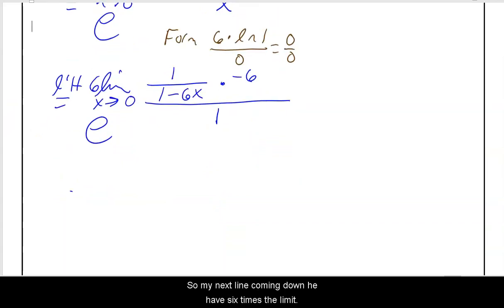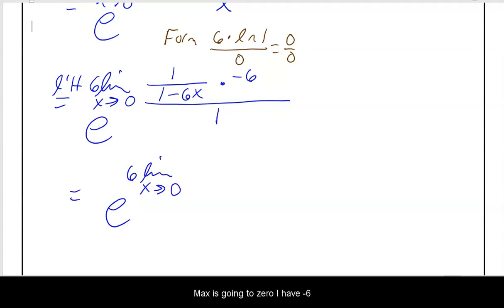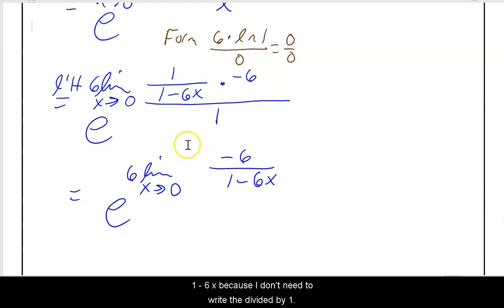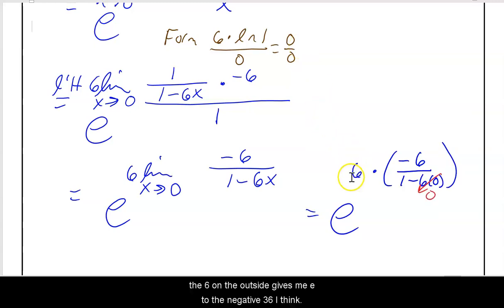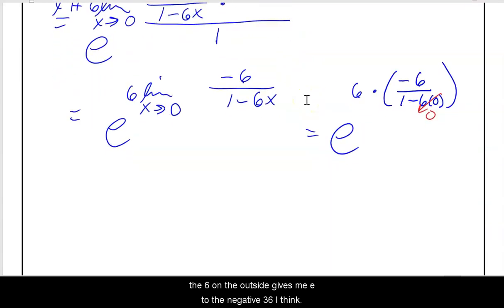So my next line coming down, e, I have 6 times the limit, x is going to 0, of negative 6 over 1 minus 6x, because I don't need to write the divided by 1. Now I plug in 0 again, and so I get e to the 6 times negative 6 over 1 minus 6 times 0. The 6 times 0 goes to 0, so I get negative 6 over 1. Multiplying by the 6 on the outside gives me e to the negative 36, I think.